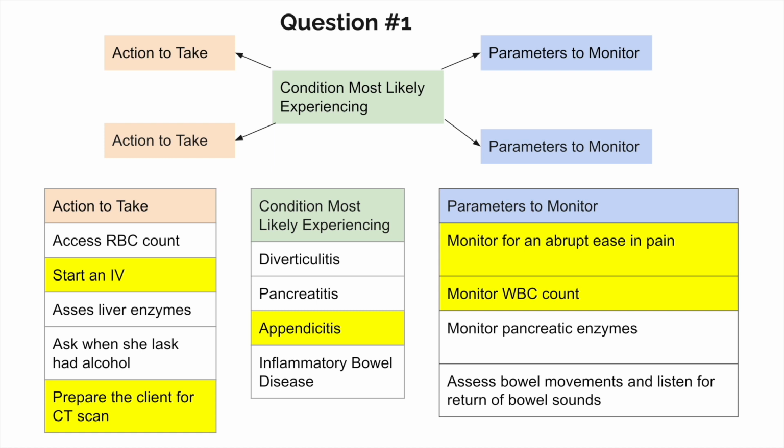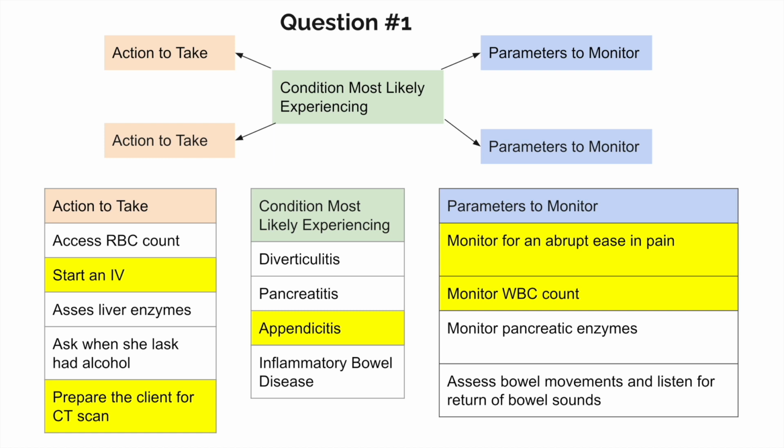Also with starting an IV, for her, we ended up giving Zosyn, things like that. So that's kind of what we'd anticipate. Zosyn, maybe some pain medications, probably some labs so we can get that while we're starting the IV. And then parameters to monitor.